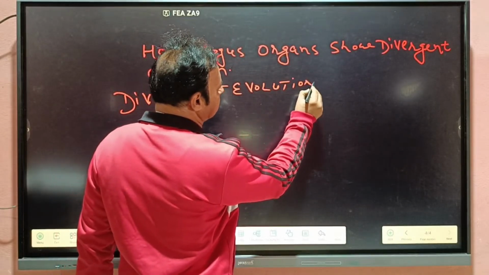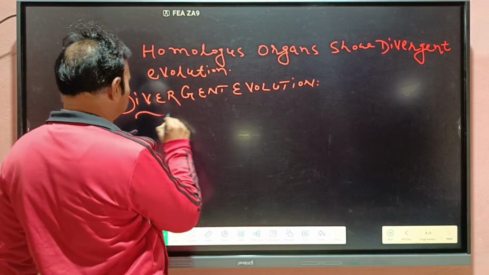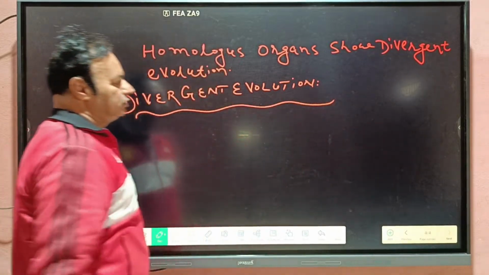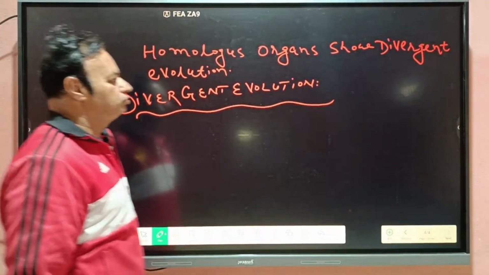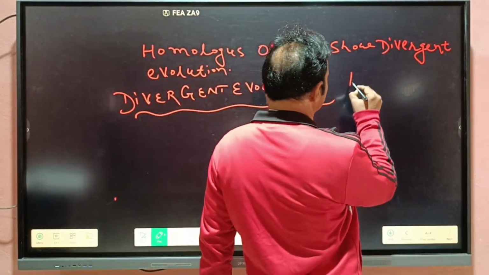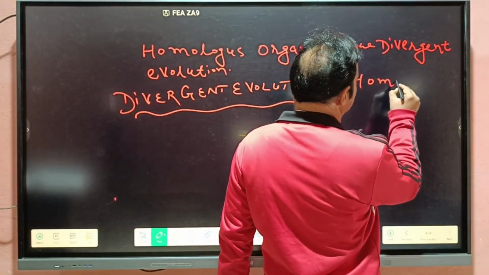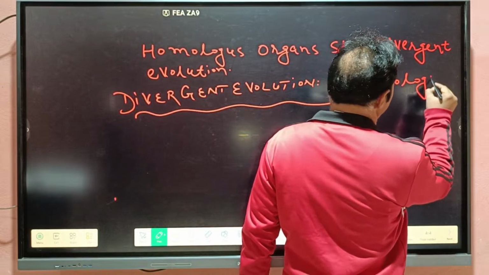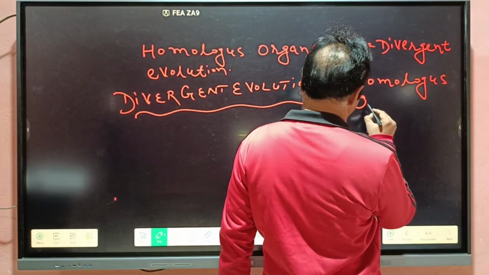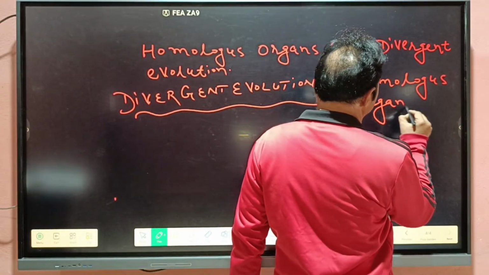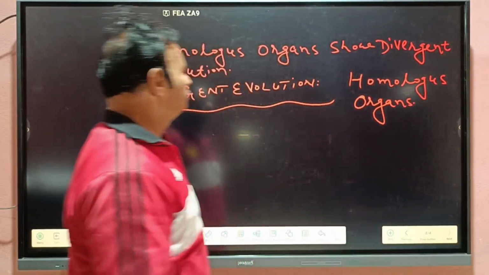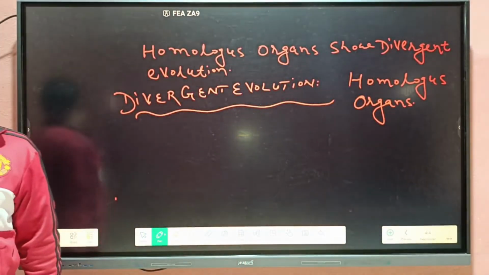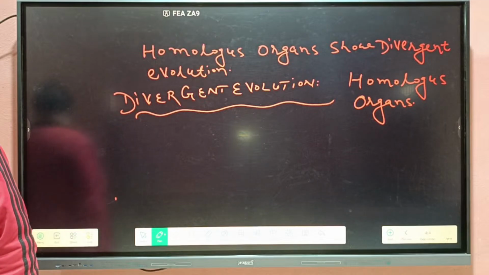How will you define divergent evolution? What is the definition of divergent evolution? Homologous organs. So what is the proper definition of divergent evolution?